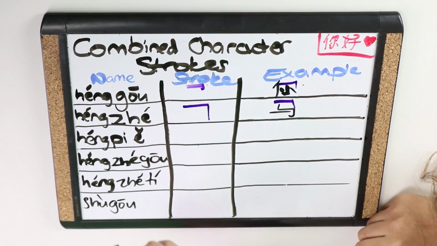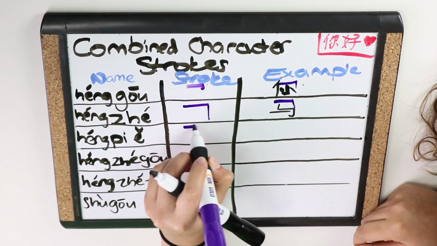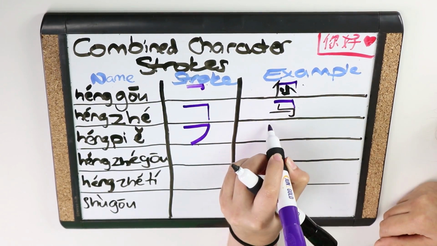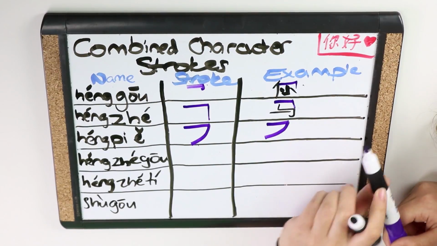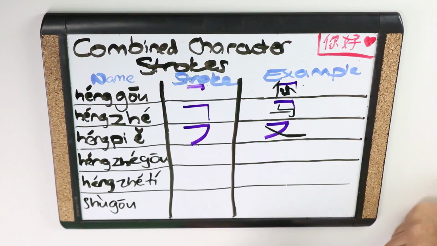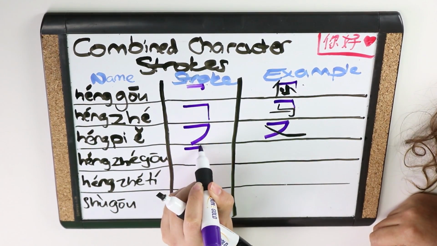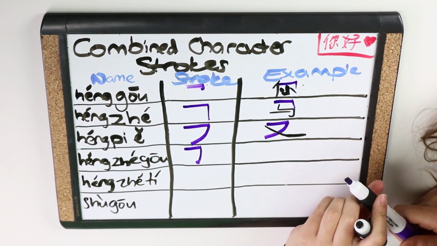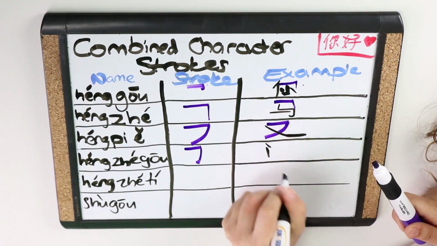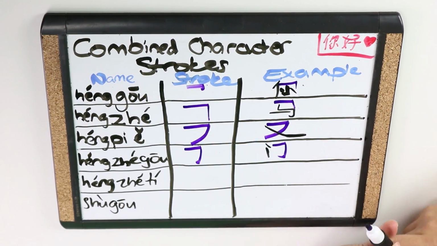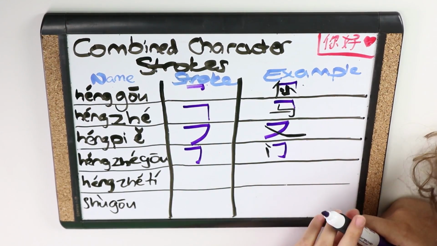Next we have héng piě. That would be used in a character like this. Next we have héng zhé gōu. Here it would be used in a character such as this one. Héng zhé gōu.